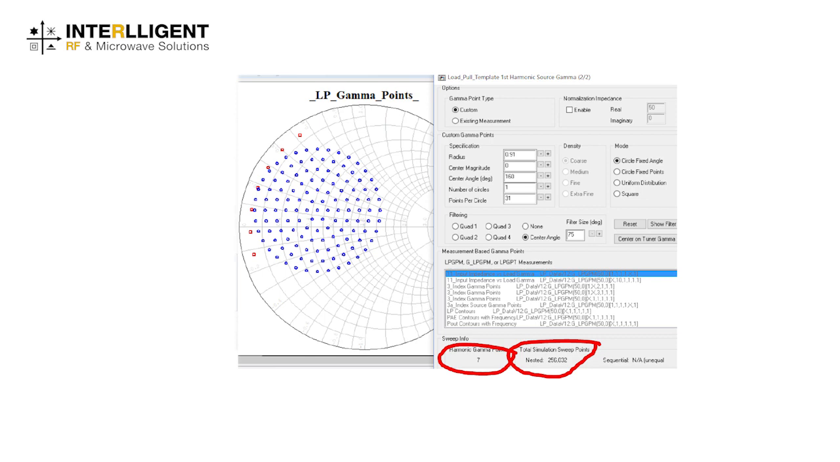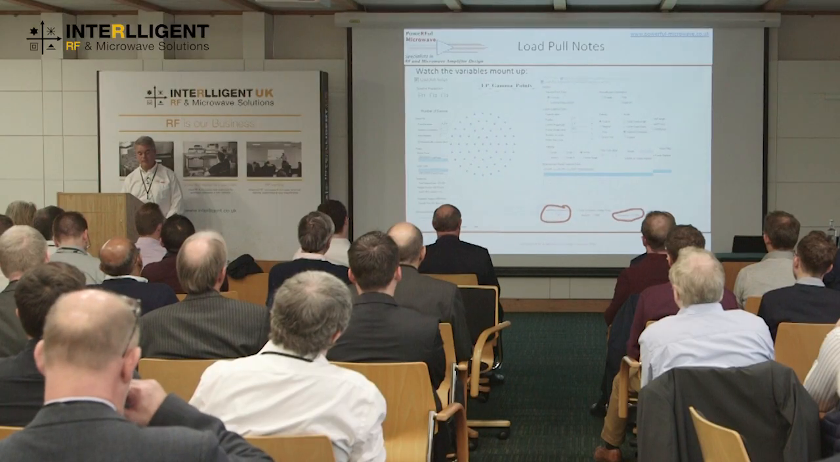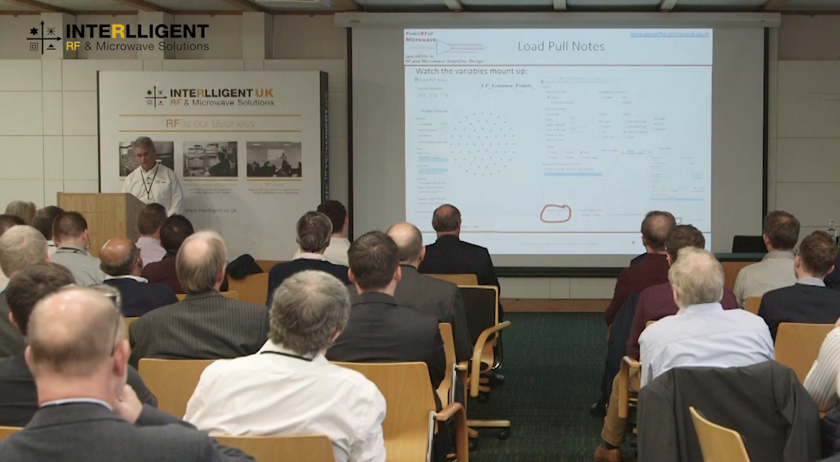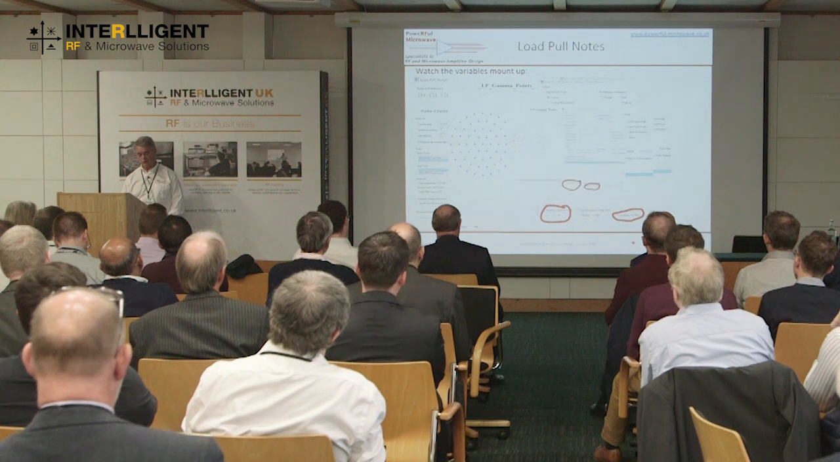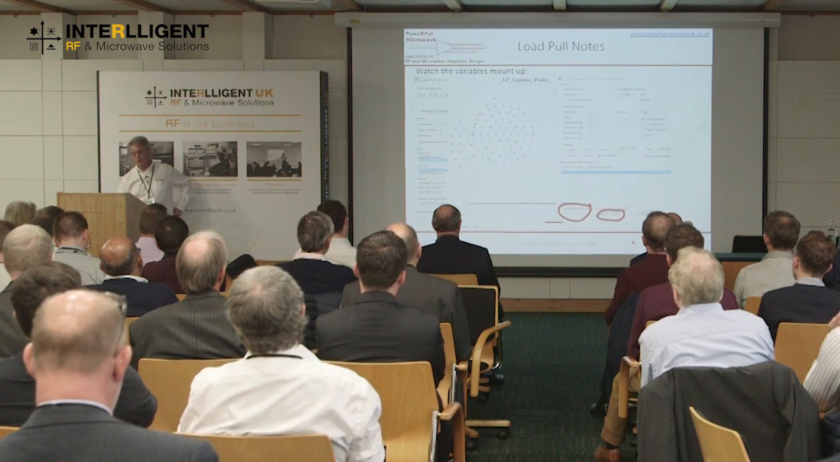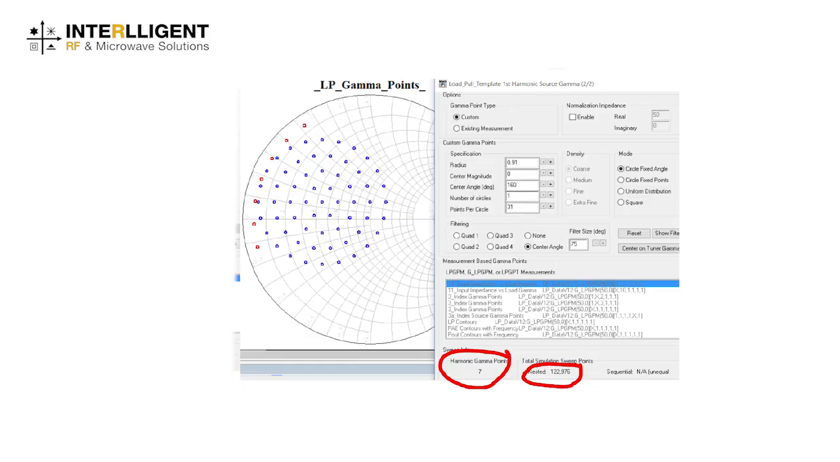Now, it follows that if we halve that number of grid points, we halve the number of simulations. So 17,500, and then when we add in the source pull, we're just at about 123,000 simulations. Now just think about what 123,000 simulations means.